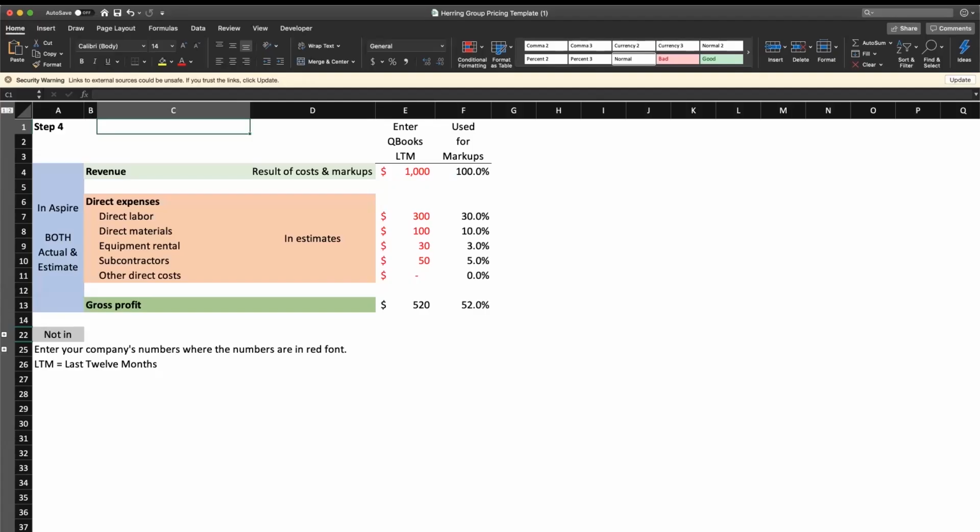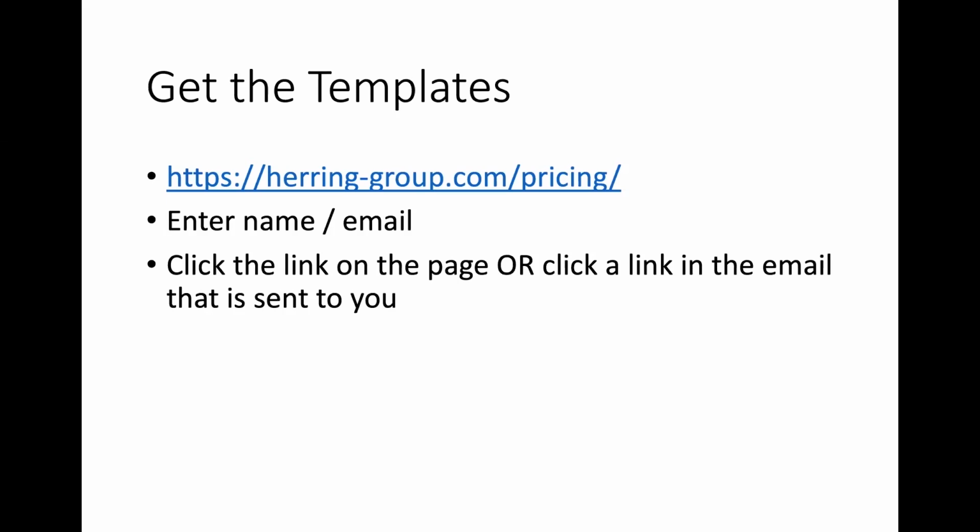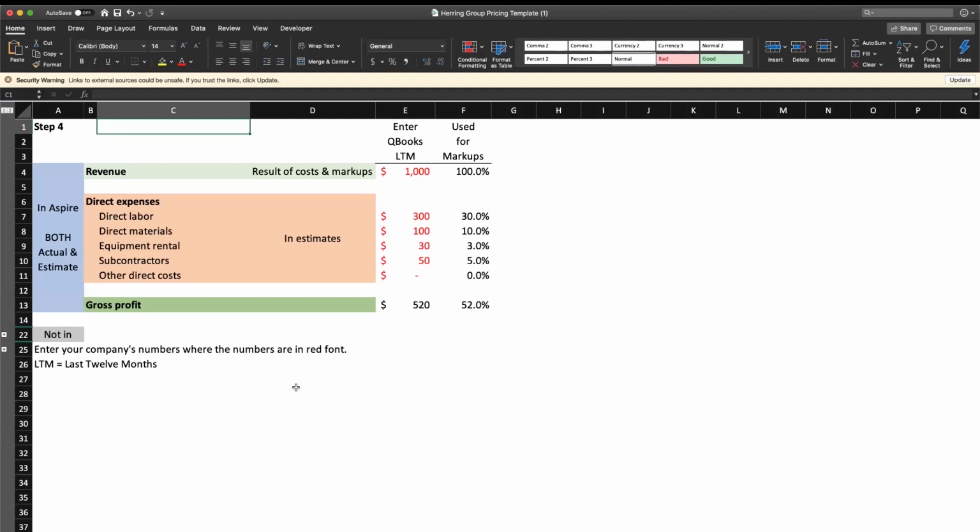All right, so let me go ahead and orient you to this spreadsheet. Here's the top half of the chart of accounts, right? And these items are in Aspire. If you have Aspire, they're in your actuals and your estimates, and they're also in QuickBooks. And we want that gross profit number, in this case, a 520, to line up.